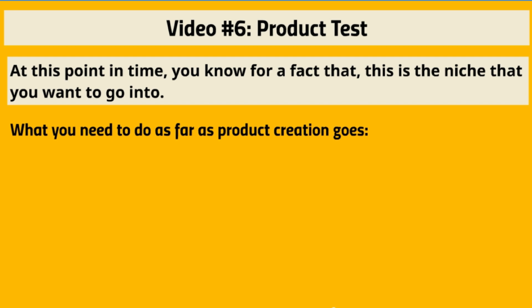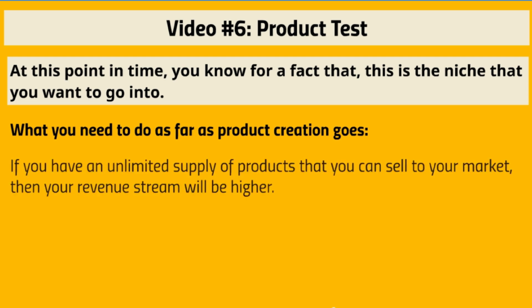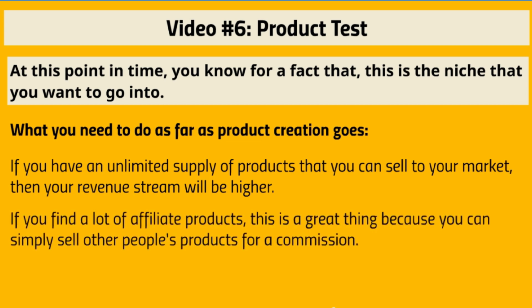So what you need to do as far as product creation goes is figure out if you have an unlimited supply of products that you can sell to your market. Because the more products that you have, the higher your revenue stream is going to be. Now, there are different routes that you can take. You can either find affiliate products, or in other words, products that other people have created, and you can direct your traffic, your bloggers, to, and you can send them there, and if they buy, then you get an affiliate commission.